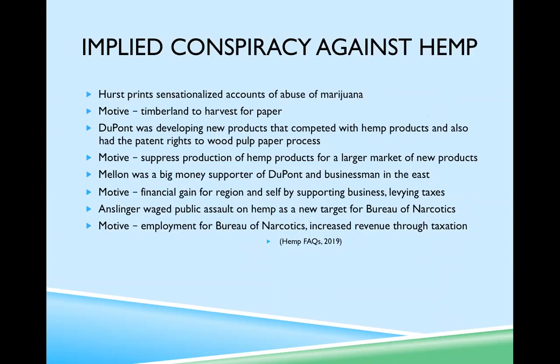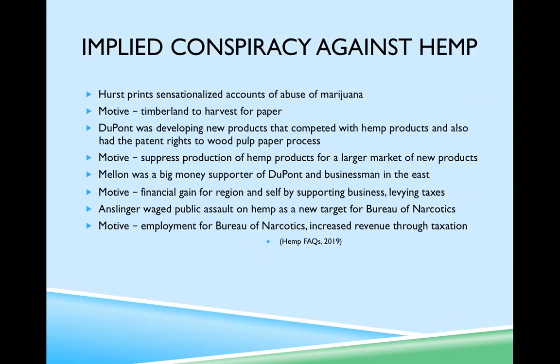The perfect storm plus the 4 confounding elements leads to an implied conspiracy against hemp. William Randolph Hearst uses his newspaper empire to print sensationalized accounts of marijuana abuse and demonize the value of the plant. His motive was to protect and promote his timberland investment for tree harvest and the production of paper.